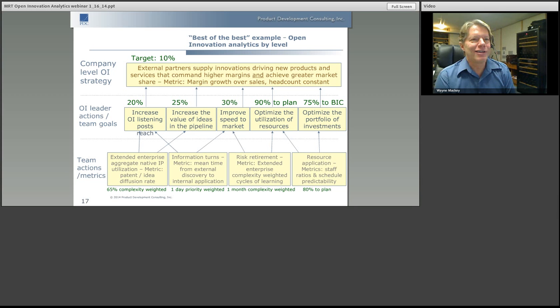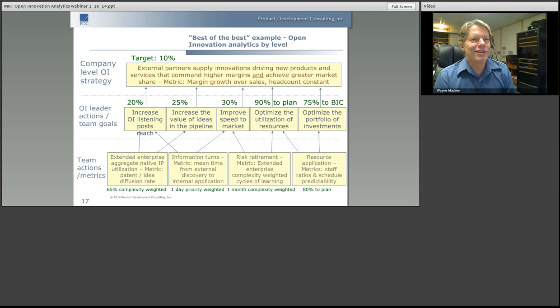Speed to market is pretty straightforward. The utilization of resources, this is the enterprise-wide IP play, where we want to have our resources focused on the things that we have existing IP for, and we want to utilize resources from the outside for those things where they have an advantage. The only caveat to that is keeping in mind not to give away our core stuff, even if somebody else is cheaper or better at it.